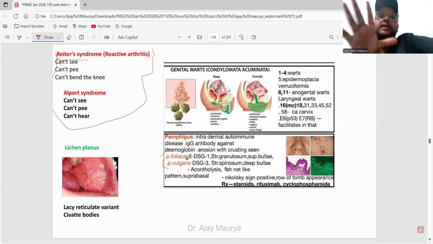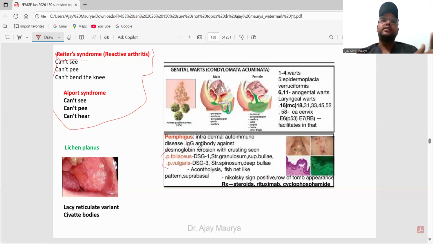Pemphigus foliaceus and vulgaris. In pemphigus foliaceus, there is desmoglein 1 present. And what in the epithelium is involved? It is the stratum granulosum, a superficial bulla. Give me one minute, I am also confused here. Foliaceus and, wait, wrong. There is only one difference. I didn't revise actually, so don't worry.